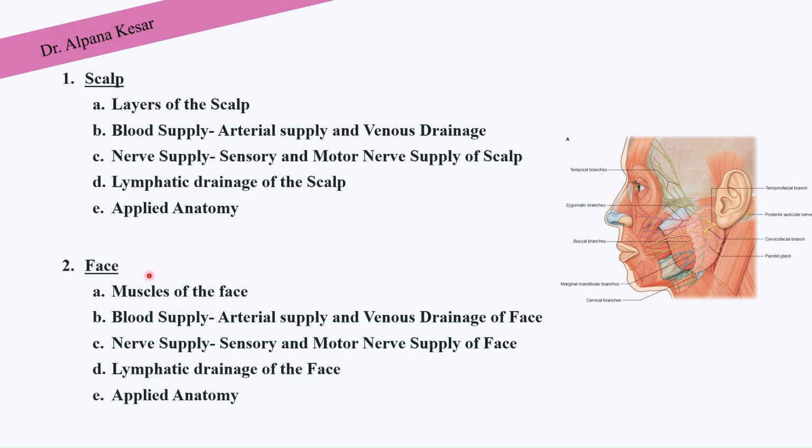The second chapter is face, in which the following topics are done. Muscles of face or muscles of facial expression. Blood supply of face, which will include arterial supply and venous drainage of face. Nerve supply, sensory and motor nerve supply of face is done. Lymphatic drainage of face and applied anatomy or clinical anatomy.